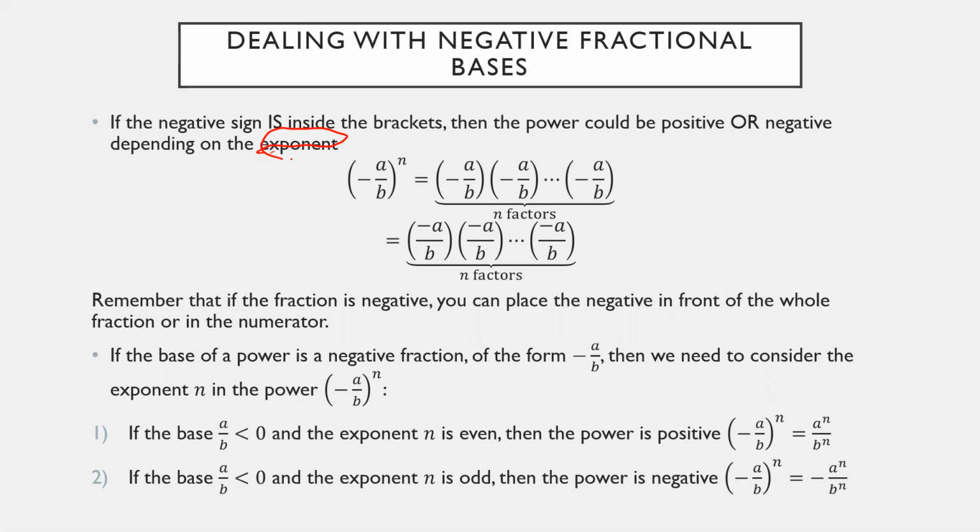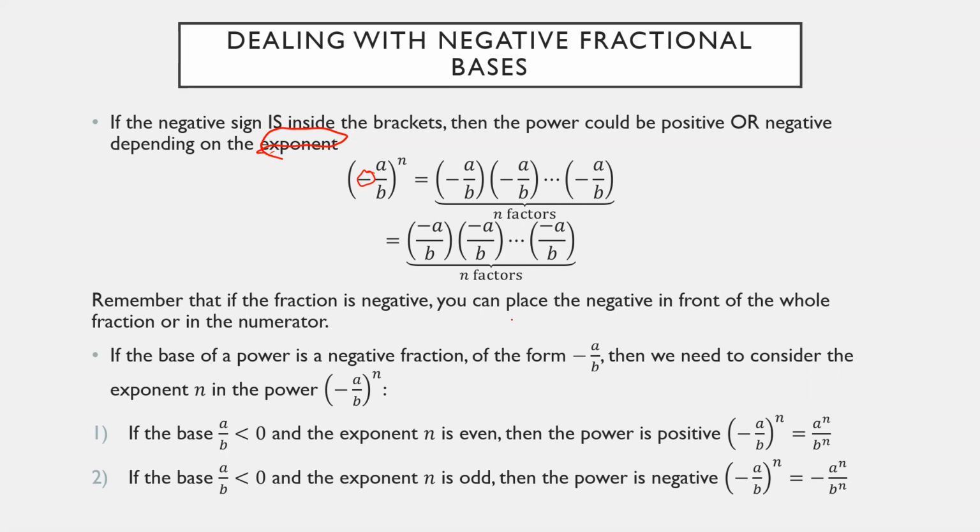Essentially, if we have negative a over b to the power of n, it's the same idea as before. If the negative sign is inside the bracket, what that means is I'm taking negative a over b times negative a over b times negative a over b, and so on, a total of n times. I'm multiplying negative a over b n number of times, and n could represent any exponent, so 5, 6, or 7, whatever number I want.